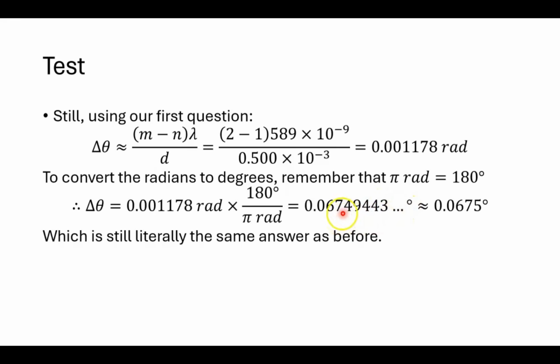As before, the last digits of the answer are slightly different, but if you round it to 3 significant figures, the numerical value is literally the same as before. So this tells us that our approximation is a reasonably good one. And that's all for today. Thank you guys.